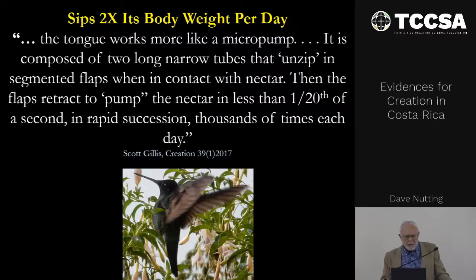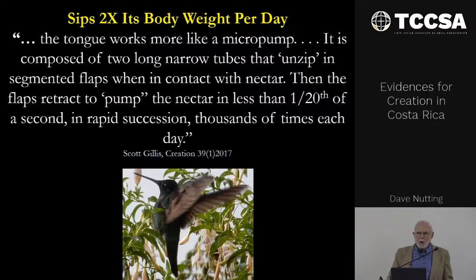Oh, okay. Well, think about this too, with all of it. Here's what it says. Scott Gillis, who's basically with the Creation magazine, wrote, how do you get all that nectar down? If you just do it by capillary action, you're not going to get as much as you might need. It says the tongue works more like a micro pump. Does that sound like possibly an engineered system when you call it a micro pump? I think so. Composed of 2 long, narrow tubes that unzip in segmented flaps when in contact with the nectar. Then the flaps retract to pump the nectar in less than 1/20th of a second in rapid succession, thousands of times each day. Boy, this is a very efficient pump, isn't it?